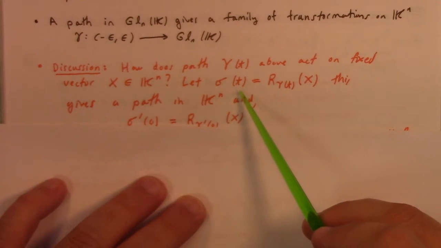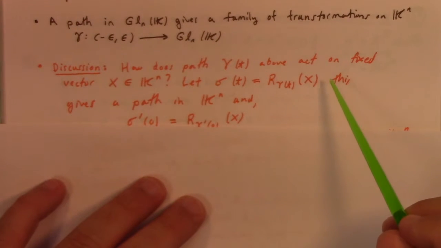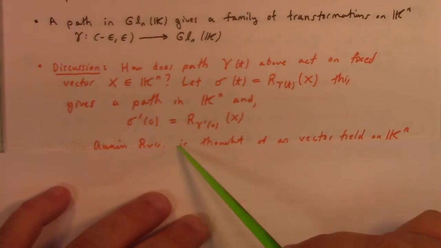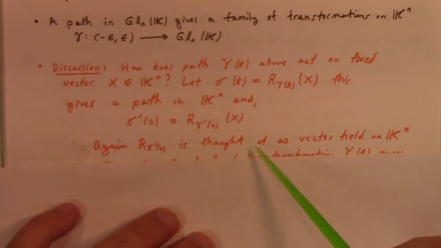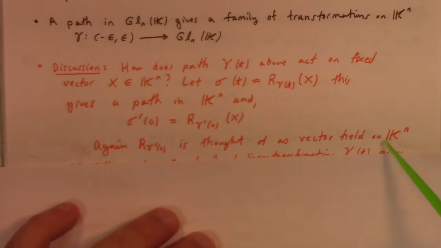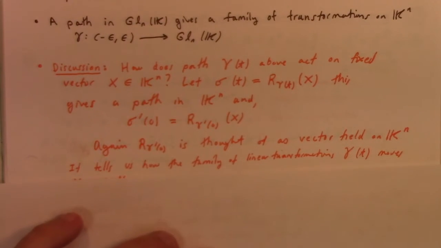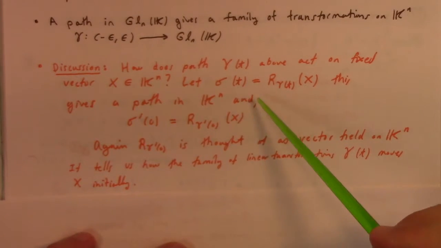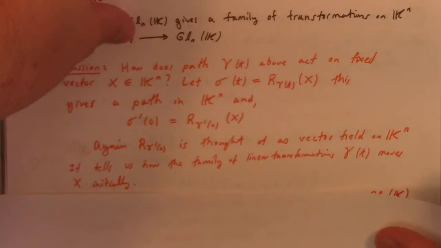So let sigma of t be r gamma of t acting on x. This gives us a path in Kn, and sigma prime of 0 is r gamma prime of 0 of x. Again, we think of r gamma prime of 0 as a vector field on Kn, where we're attaching the vector r gamma prime of 0 of x at each x. It tells us how the family of linear transformations gamma t moves x initially.